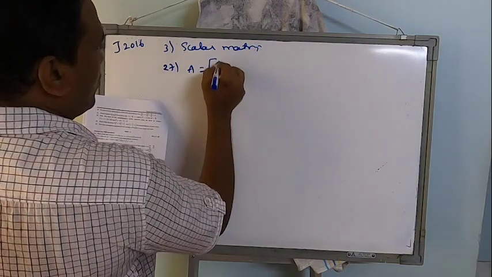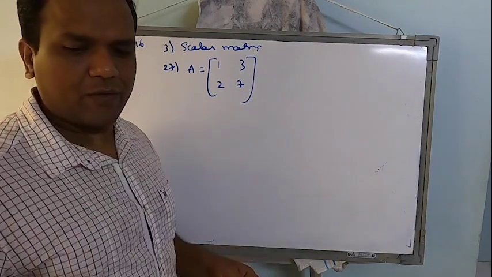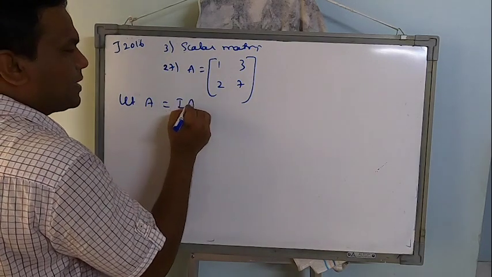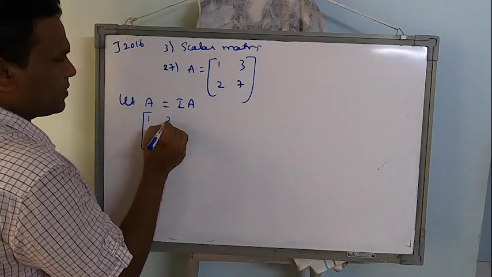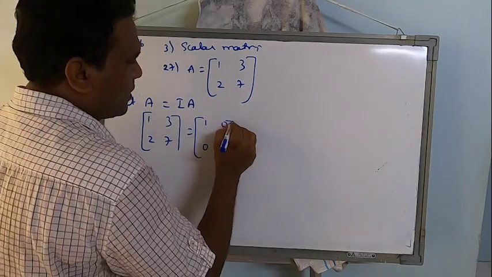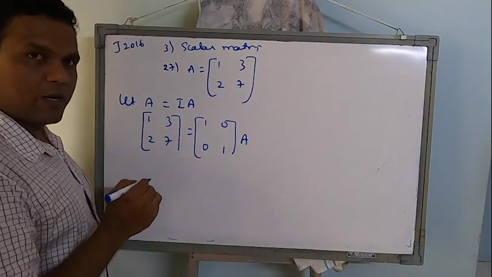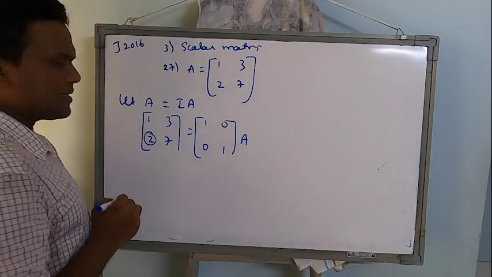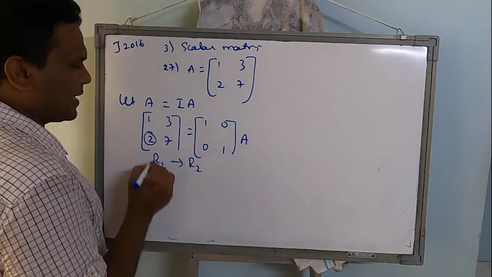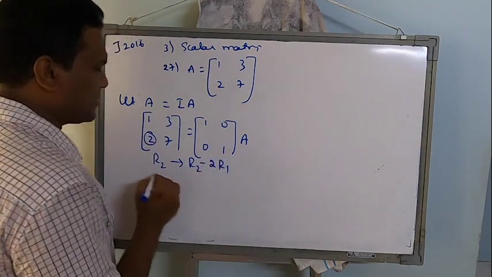For the matrix A, 1, 3, 2, 7, find the inverse by using elementary transformation. So to find the inverse, the procedure: let A equal I multiplied by A. So it is 1, 3, 2, 7 equal to 1, 0, 0, 1 multiplied by A. Fine. So to start with, the first element, we require 1, here also 1, there is nothing to change. The next thing, this element should be made 0. That's an element of R2. R2 should be written as, whatever the number is there, multiply this and subtract with this. So R2 minus 2 times R1.